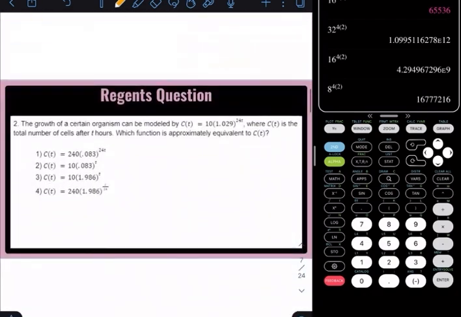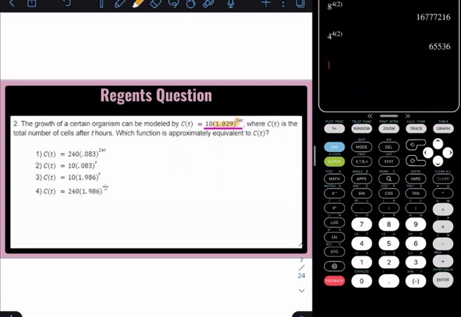All right, let's look at number 2. Number 2 is saying the growth of a certain organism can be modeled by this, where C of t is the total number of cells after t hours. Which function is approximately equivalent to C of t? Well, let's first see, what is this number raised to the 24th power? What is 1.029 raised to the 24th power? It equals 1.95, which could be rounded up to 1.96.